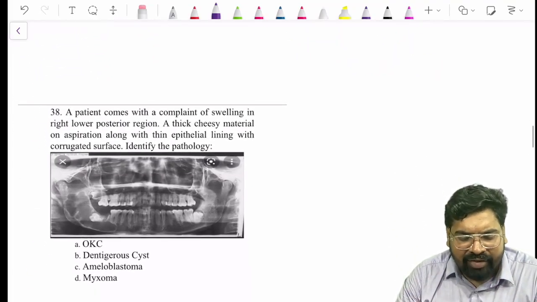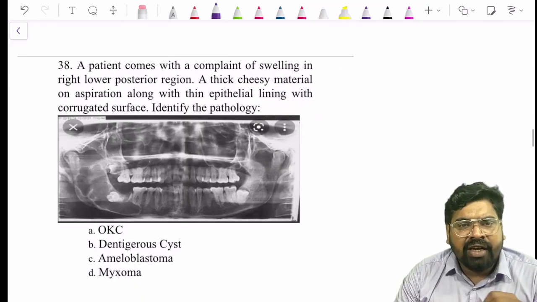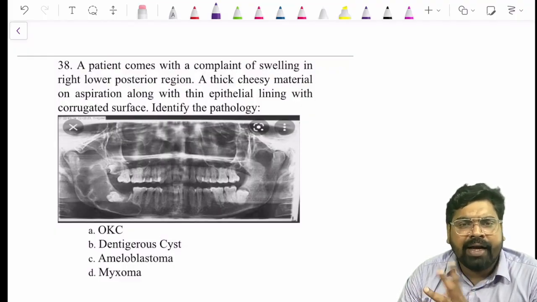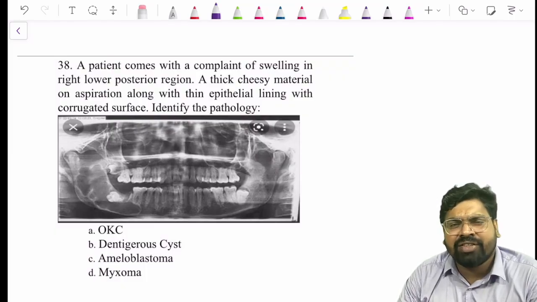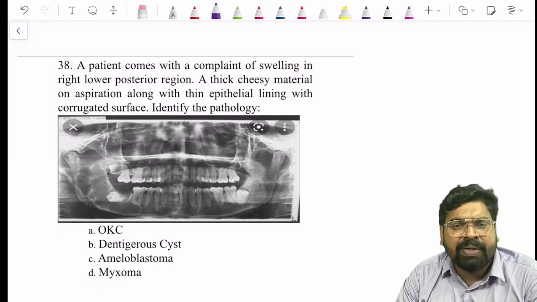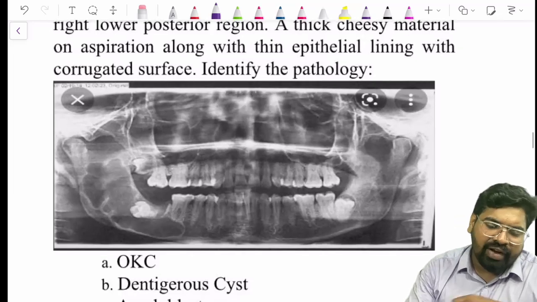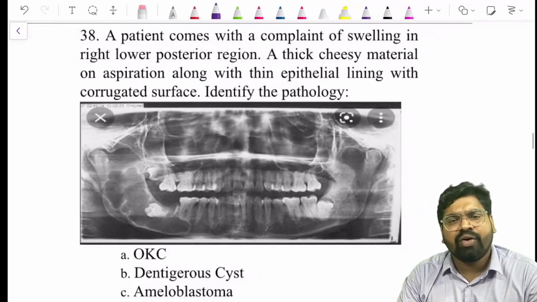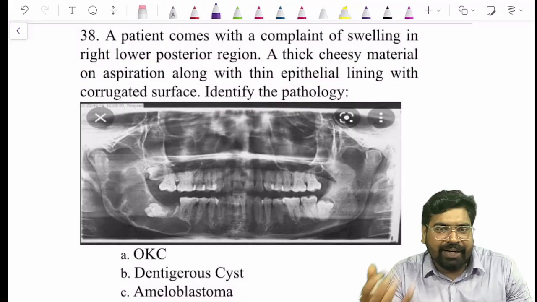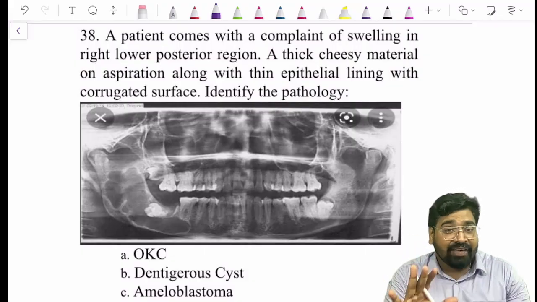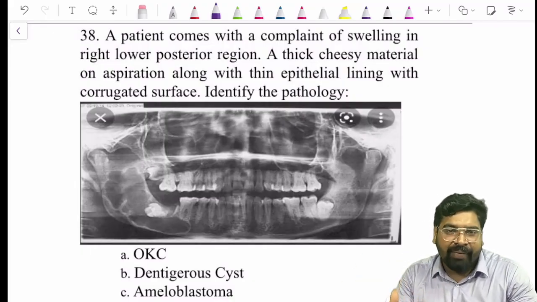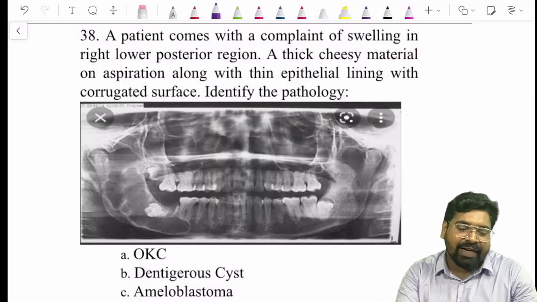Now the next question. A patient comes with a complaint of swelling in the right lower posterior region. A thick cheesy material on aspiration, with a thin epithelial lining with corrugated surface. Identify the pathology. Anyway, see the radiograph. I think by reading the question itself, you got the answer because you know what material is aspirated. We have studied all the cysts, like lumen, lining, capsule, what comes in the lumen, what we aspirate from it, what is the protein content in it, and we have learned it in the best way.